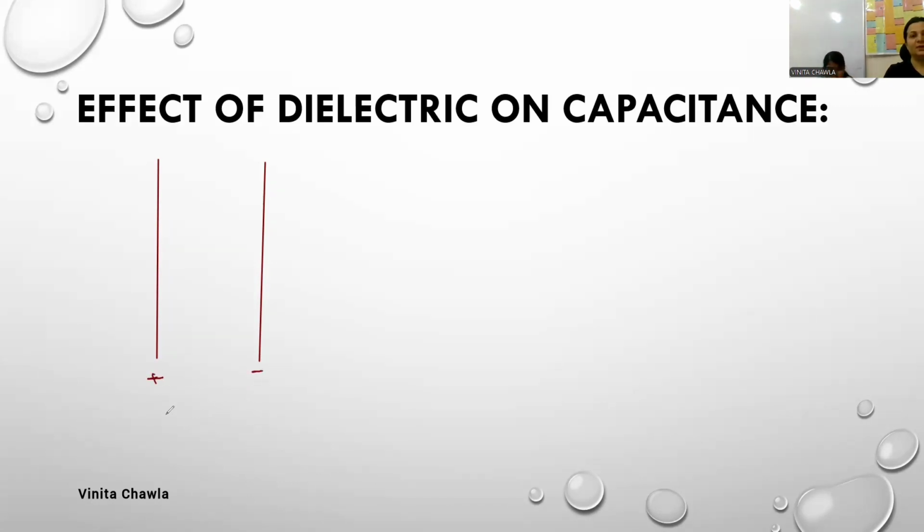See, let this be the positive plate of the capacitor, and this is the negative plate of the capacitor. Let A be the area of each plate and D is the distance between the plates. And this system is in vacuum or in air. Then we can write the expression for capacitance as C is equal to epsilon naught A by D.